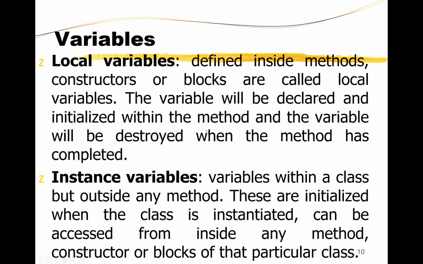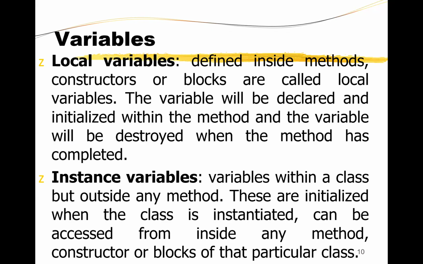And I said that there are two types of variables, local variables and instance variables. Local variables are defined inside methods, constructors, or blocks. For example, inside the for loop we also have a local variable: int i equals 0; i less than 10; i plus plus. The i equals 0 is also a local variable, or a block variable. Remember the main difference: a variable declared inside a method, constructor, or block is called a local variable.